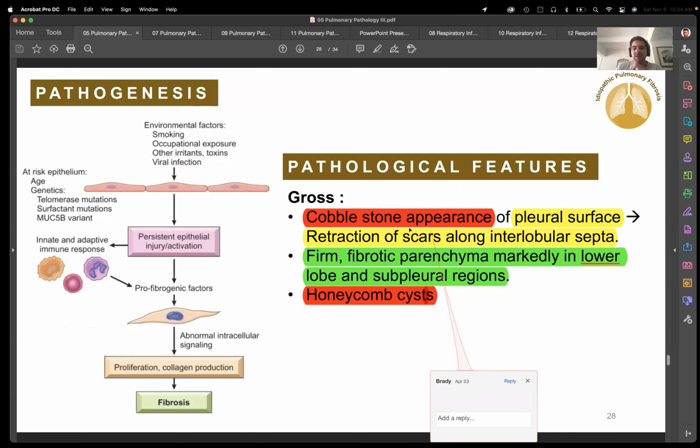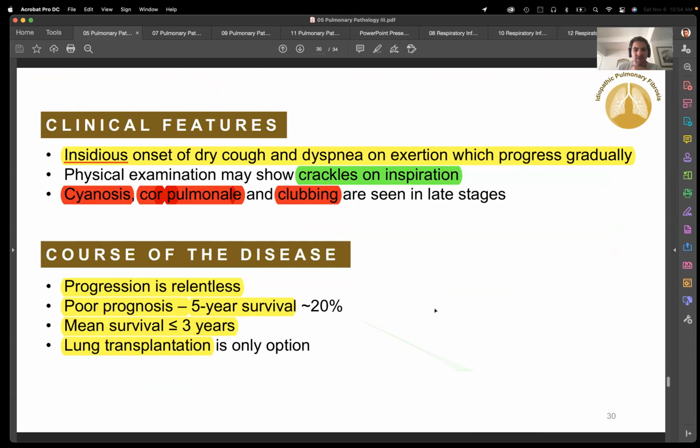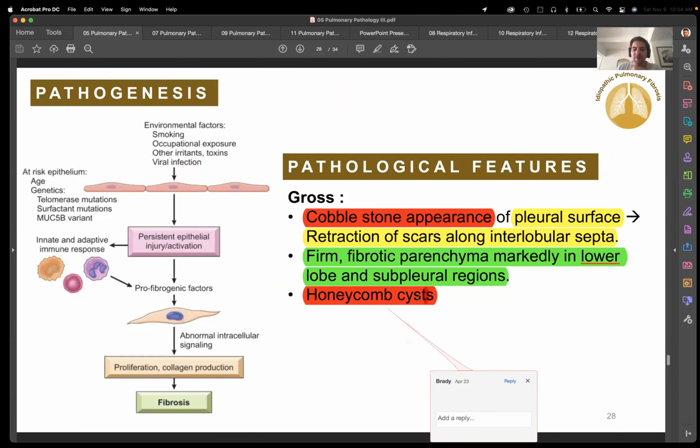Then again, a good thing to remember is this cobblestone appearance, and definitely these honeycomb cysts. Hopefully they give us a picture. Maybe look up a CT scan of this honeycomb cyst. Once you see a picture of it, you won't forget it. But the point is that when you look at a normal CT scan, you see the lung markings, right? With this honeycomb cyst, these lung markings go all the way through.